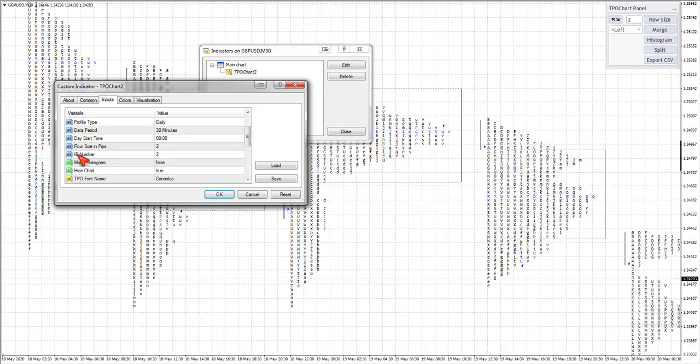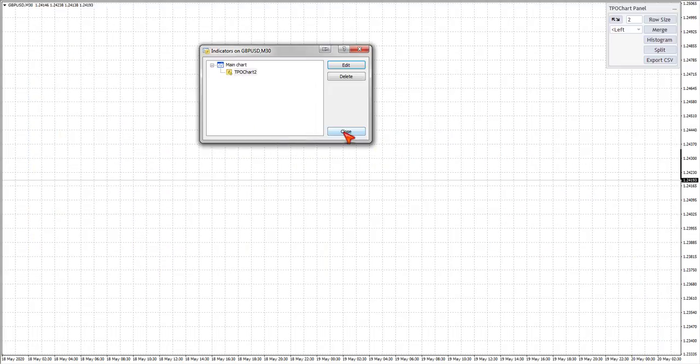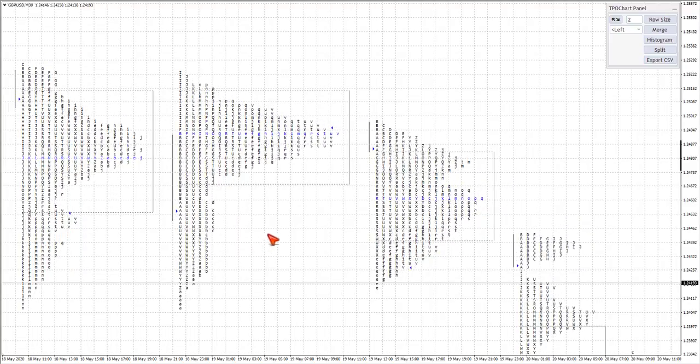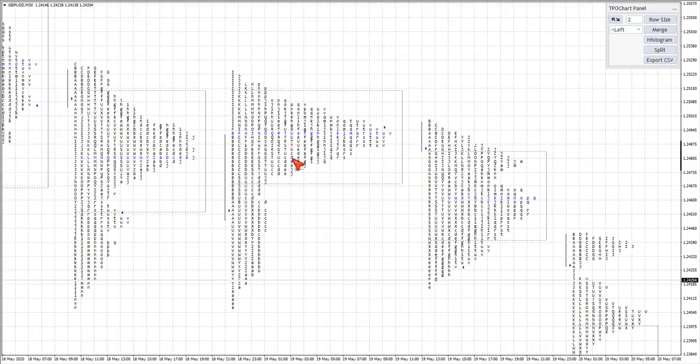So when it says IB, that's initial bar, right? So that was your blue vertical line. I got 2 there. And you come over here, row size in pips 2, the data period 30 minutes, and profile type is daily. All that means is that when we come back to our chart, every profile represents a day's trading, and each letter represents 30 minutes, right?